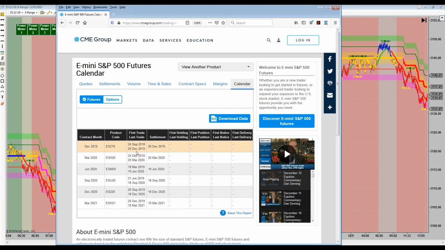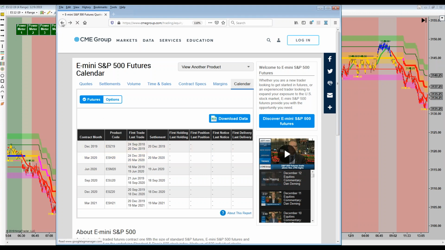So you normally have to roll at least a week before the last trade. In other words, they don't let you trade futures contracts right up to the last trade date. You've got to roll to the next front month, which in this case is March, and we're going to do that tomorrow, which is the 13th. So we're a full week ahead of the last trade. Then you won't roll that one until March 20th. And so that's how that works.